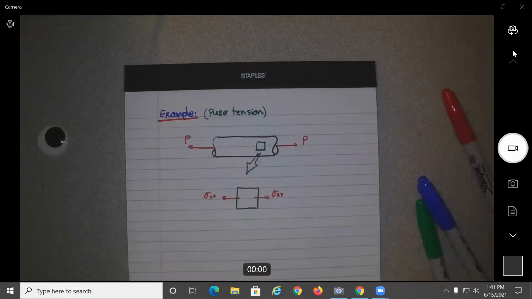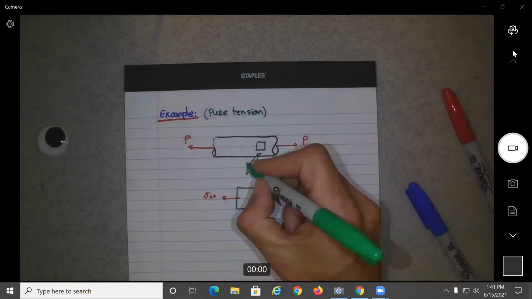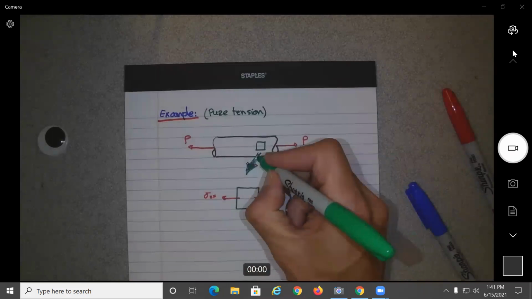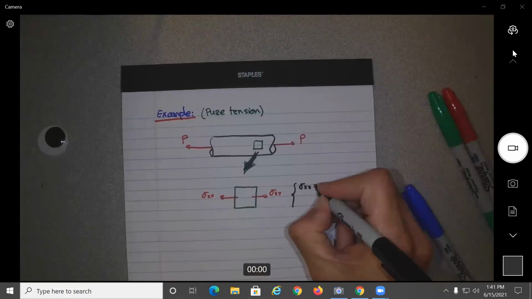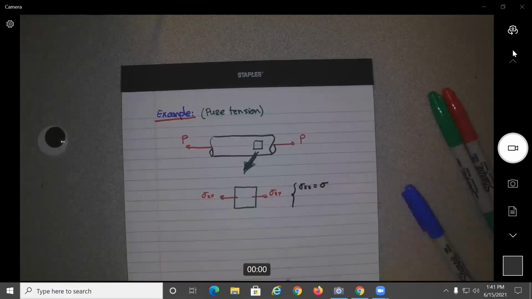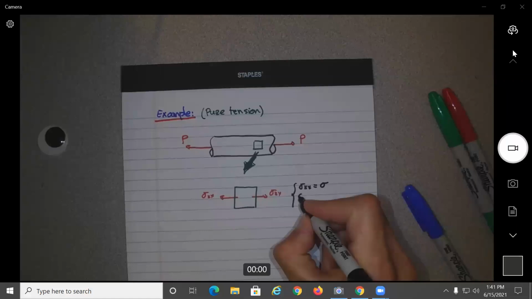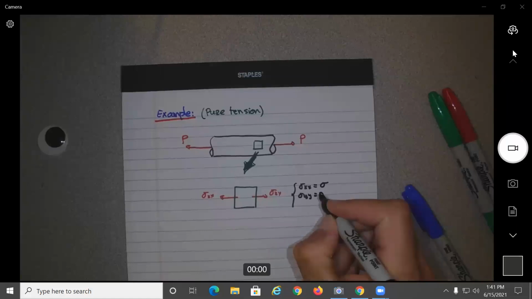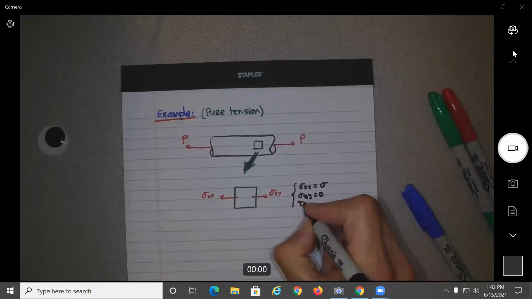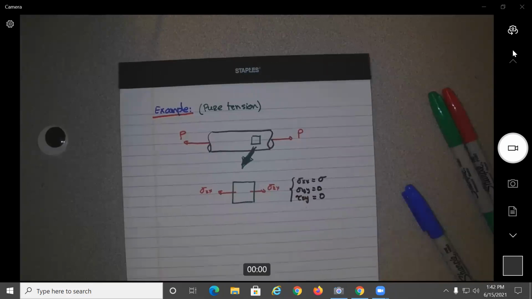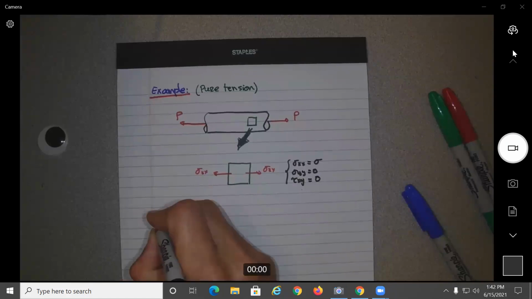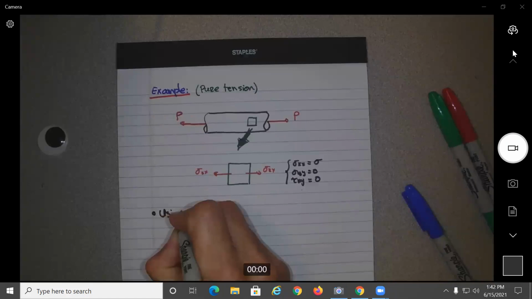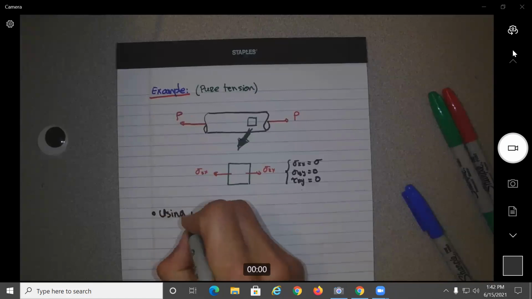Okay, so following exactly the same procedure as before. What does that imply? Sigma xx, let's say, will be equal to sigma. Let's call this one sigma. Sigma yy will be 0, and tau xy is 0. So as before, we're going to analyze this one using both failure theories. So one, using principal stresses.